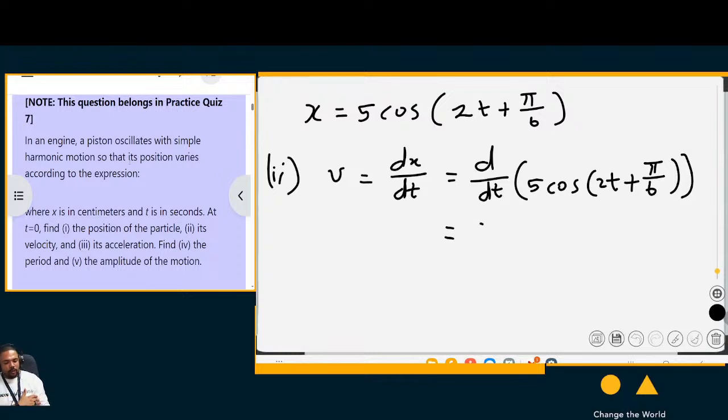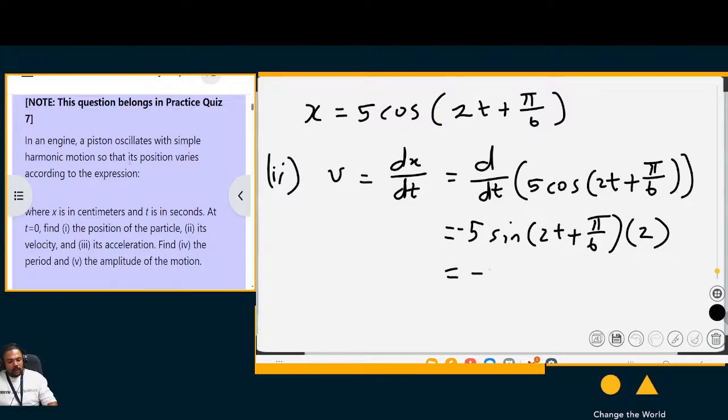Therefore, if we differentiate, 5 is a constant. The derivative of cosine is negative sine. We'll just write the negative up front: sine(2t plus pi over 6). Then, using the chain rule, we find the derivative of everything inside with respect to t, which is just 2. So we're left with 2 times negative 5, which is negative 10 sine(2t plus pi over 6). This is just the chain rule.